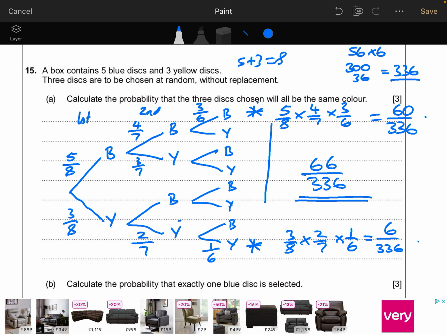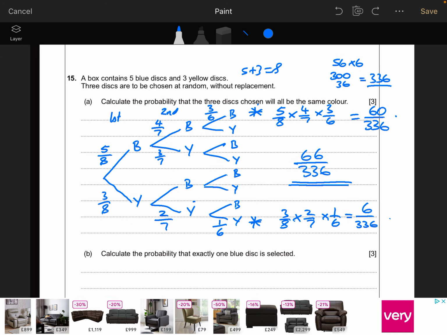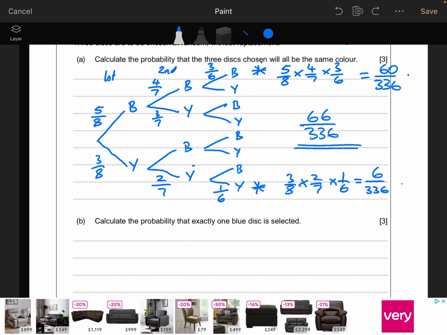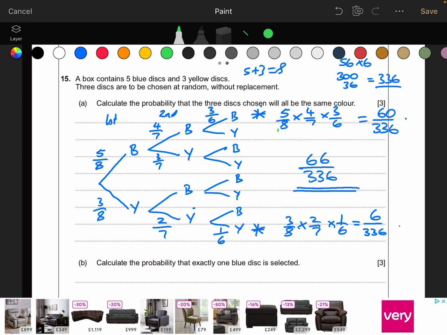Next part of the question is related to the same thing. It says calculate the probability that exactly one disc is selected. I'm going to extend my diagram a little bit more. I'm going to say exactly one blue disc is selected. I'm going to use a different colour now so that I don't get confused with what I'm doing.